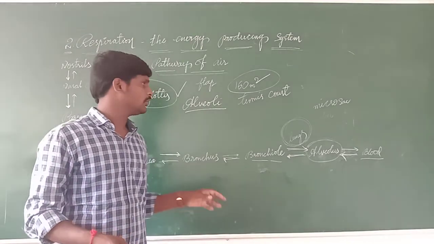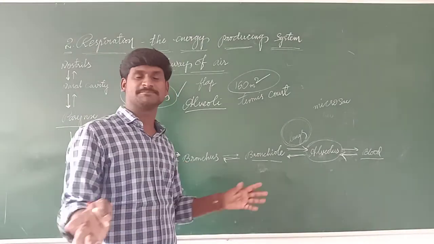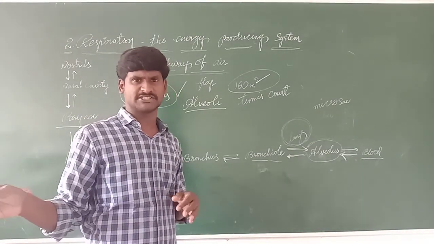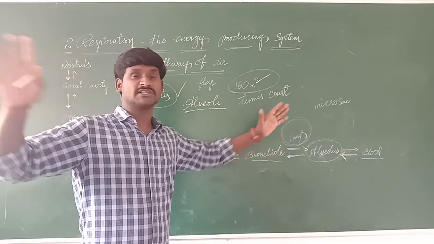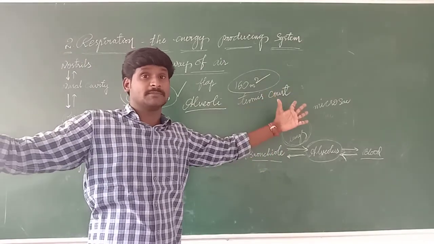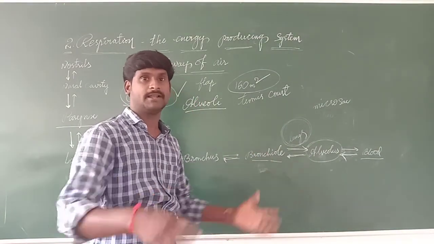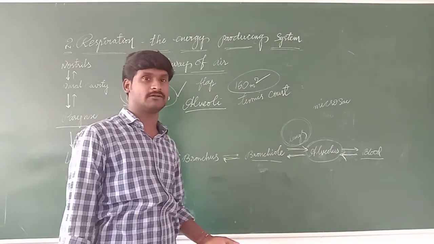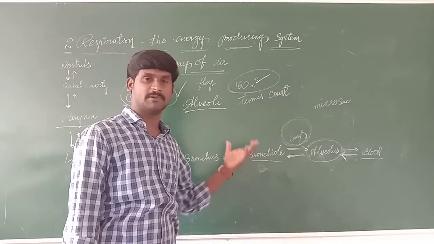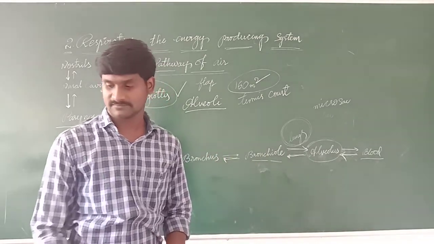To understand better, you know the tennis court where the tennis players play, like a badminton court, like that. That much area is present in the lungs. If you can spread out the alveoli on the land, millions are present. That is for the exchange of gases.